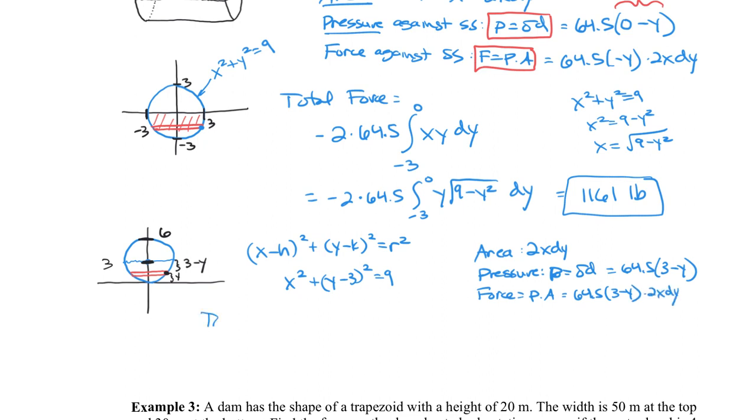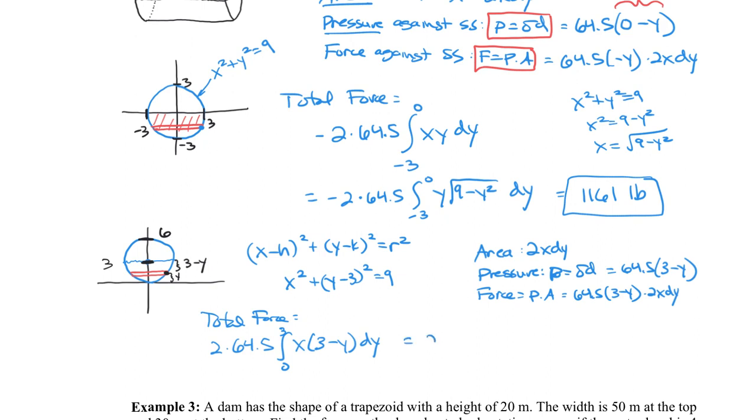So when you set up this for the total force, we're going to get 64.5 multiplied by 2. I'll bring those out front. Then we're going to have x times 3 minus y dy. Now here we're going to integrate from 0 to 3, right? We'll go from 0 to 3 here. And then we're going to have to figure out what x is. So I need to solve this for x. In solving this for x, I would subtract this from each side and get 9 minus this. And then I have to take the square root.